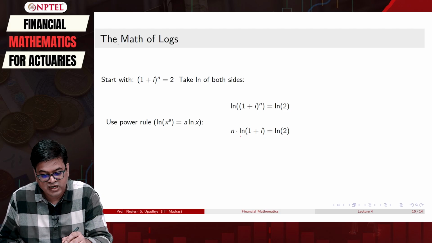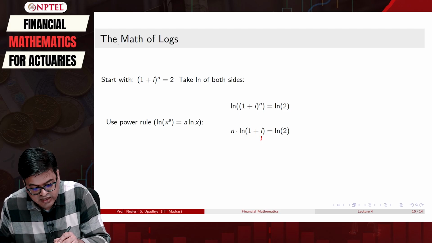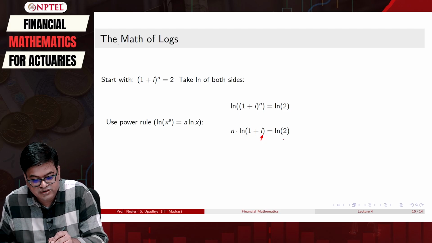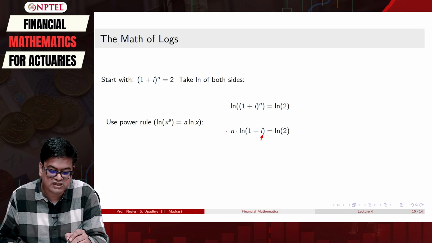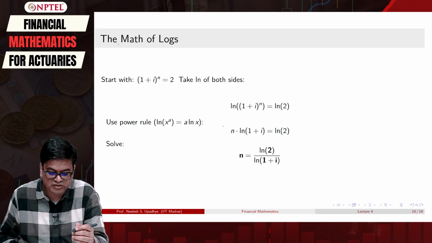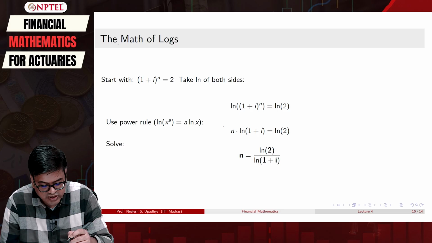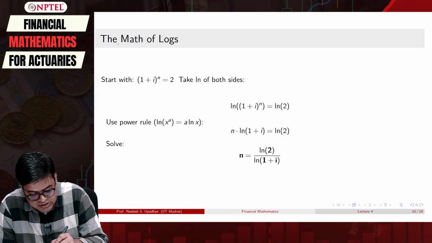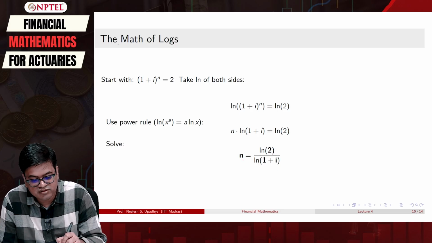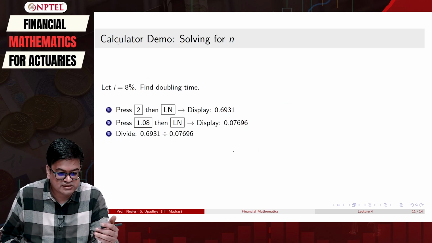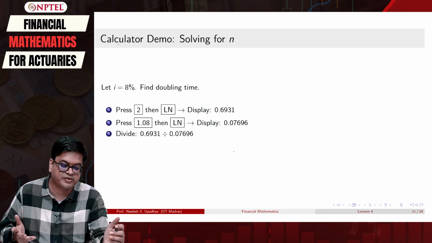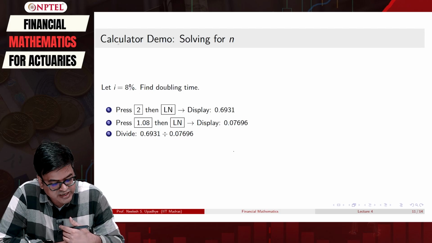And now, do I know interest rate? Yes, I know interest rate. Do I know what is ln of 2 and what is ln of this number? Yes. So effectively what I am saying is I can solve for n. If I know, give me some interest rate, I will tell you how much time will it take to double. So let us try to do it on a computer or on a scientific calculator.